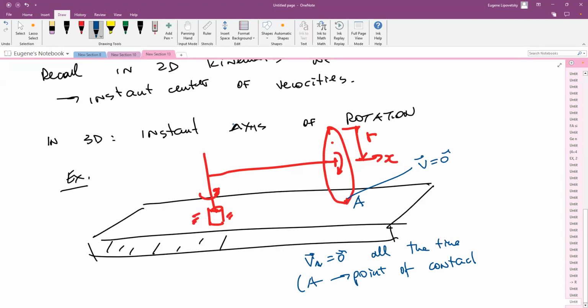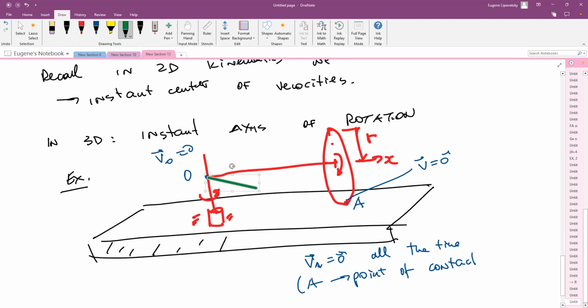Okay. The other point whose velocity is 0 is right here. That's O. Velocity of O is also 0. So we have these 2 points that are fixed. Therefore, the line connecting them, this one. Let me just draw it better. This is the instant axis of rotation at the moment.